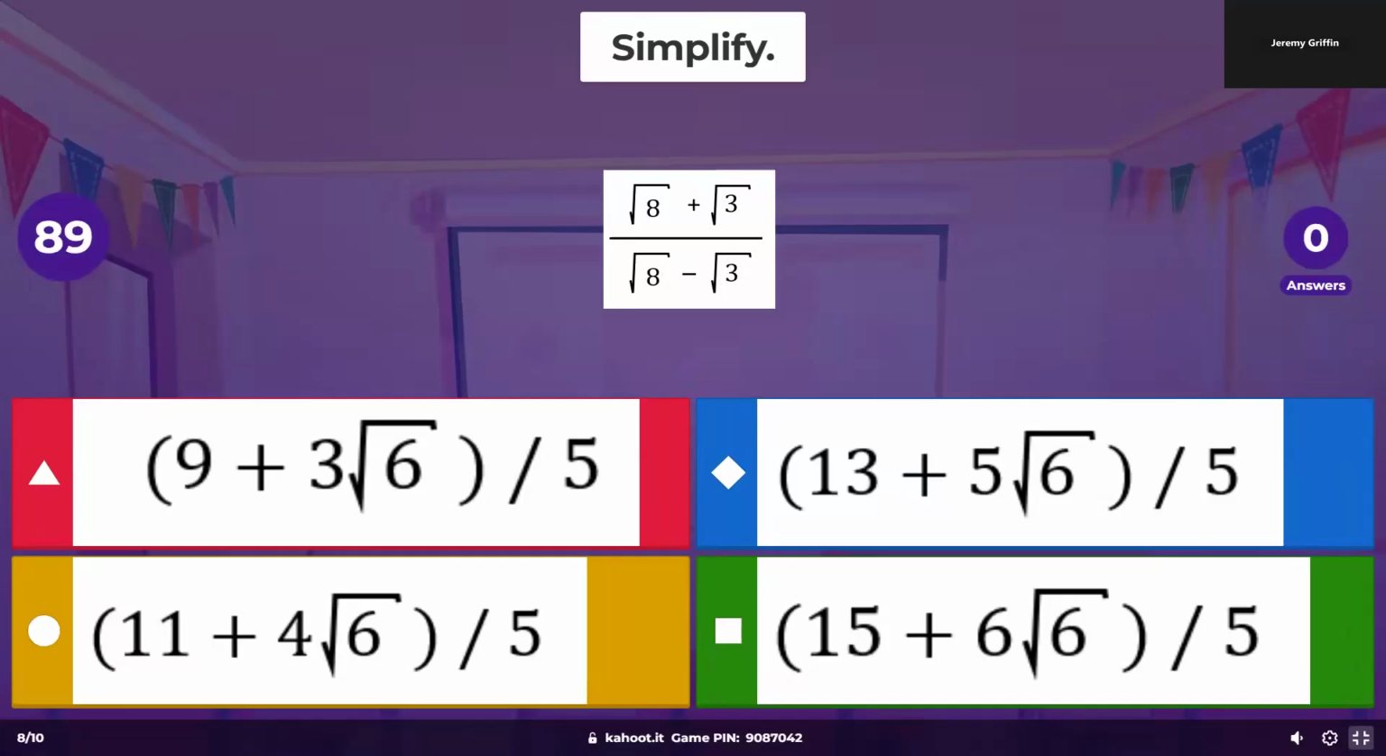Simplify. Oh. It's blue. I'm telling you. I'm telling you right now.